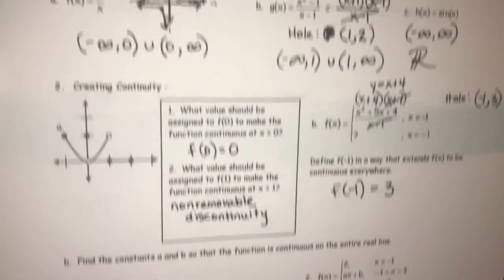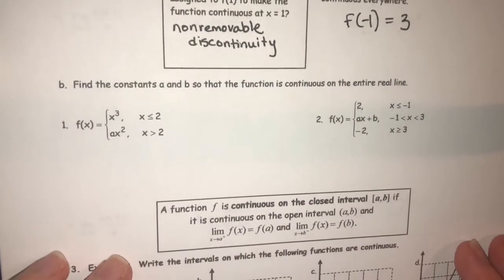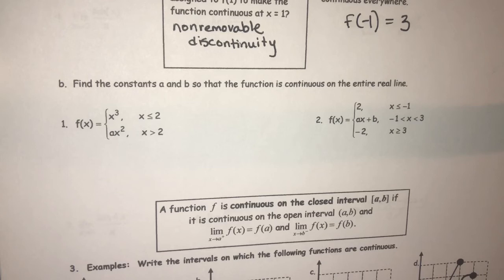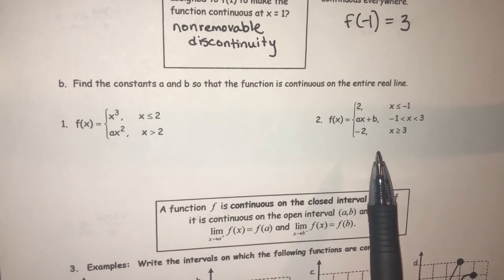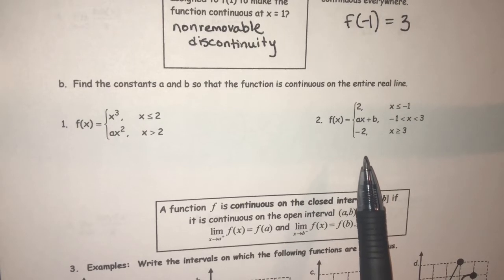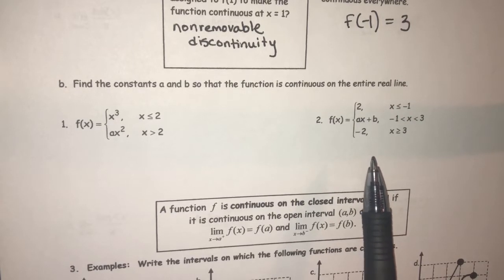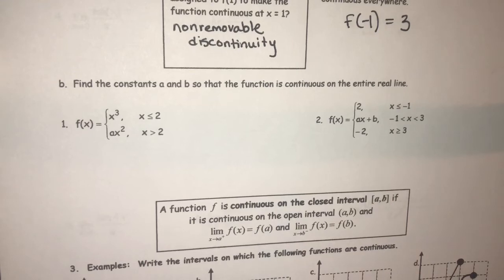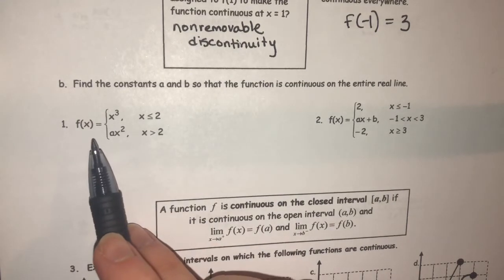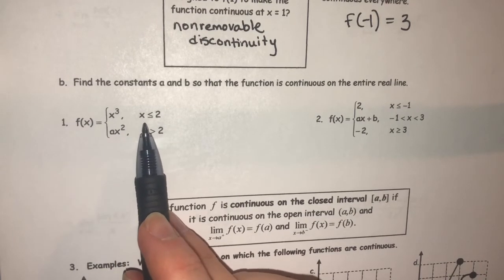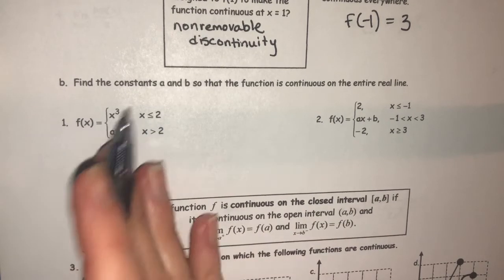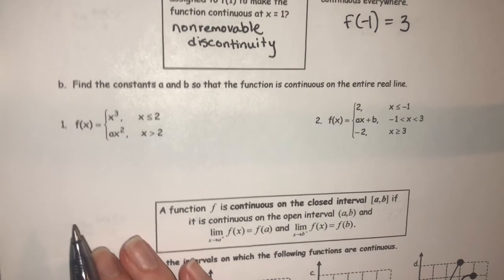Okay, moving on down. Find the constants a and b so that the function is continuous on the entire real number line. Number 1 I'm going to do with you, then I'm going to ask you to pause the video on number 2 and try it on your own to see if you can come up with it, and then you can turn the video back on to check. So f of x is equal to x cubed, so your cubic parent function, for all x values less than or equal to 2. So that's going to be your left side of the graph.